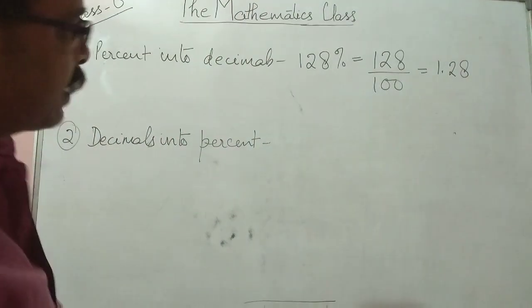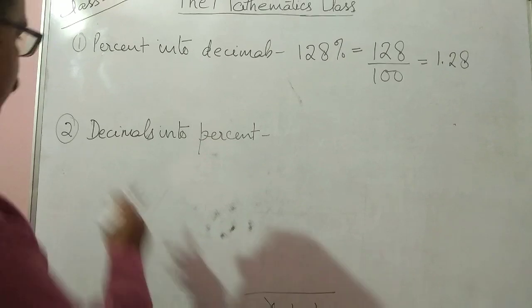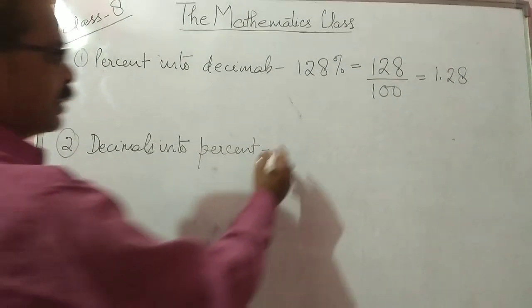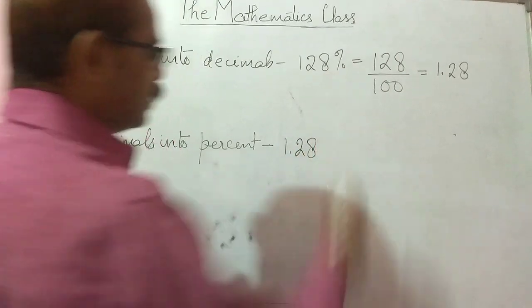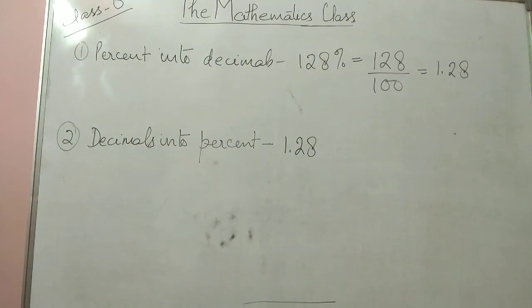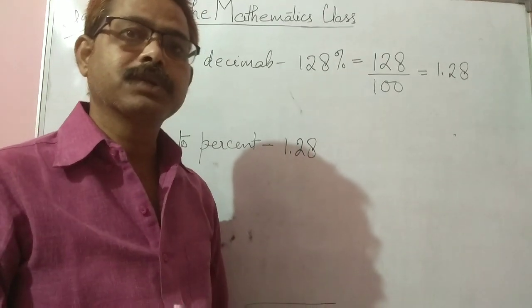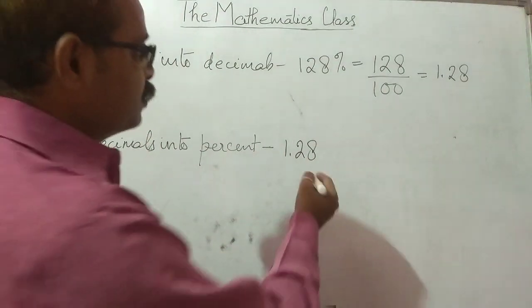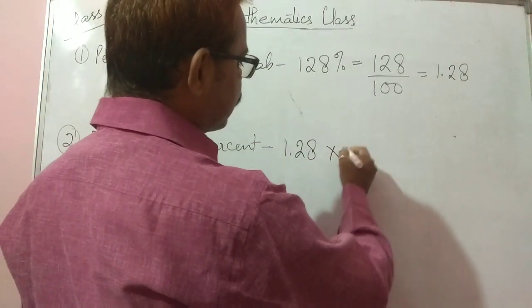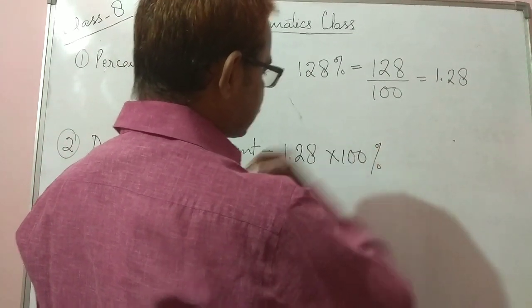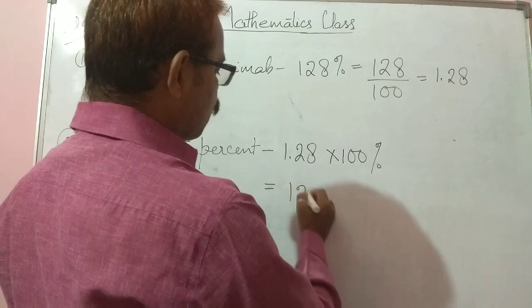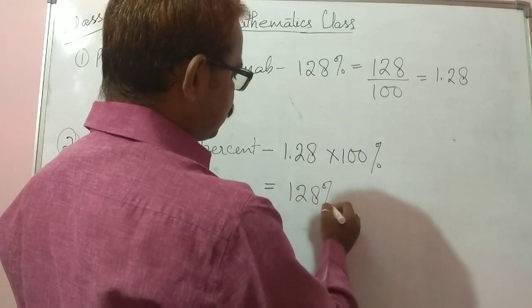Now suppose we have to do its vice versa or opposite, means you have to convert the decimal into percent. Suppose I take the same example, 1.28. This is the decimal number given, you have to convert it into the percentage. So what you do? Just multiply it by 100 and place a percentage sign. So this will be 128%.